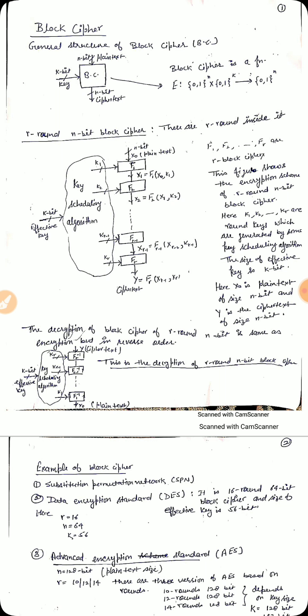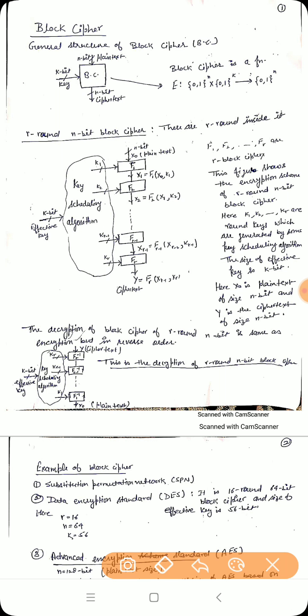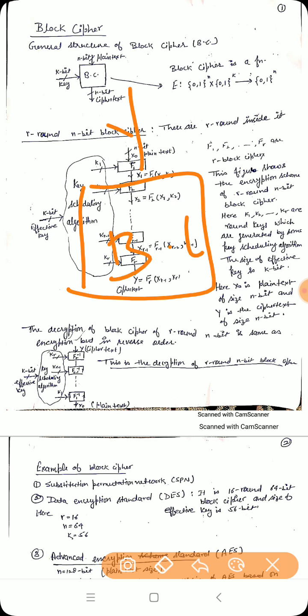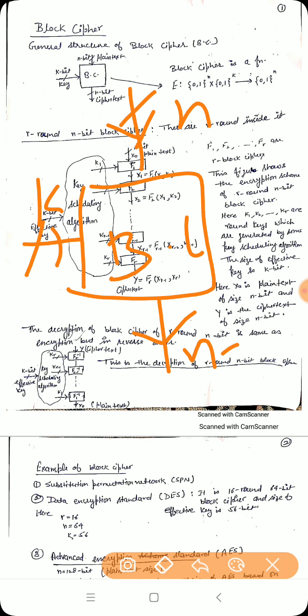The general structure of the block cipher is given in this figure. This is the general structure. In this, we have a black box, which is the block cipher. It takes n-bit input of plaintext and a k-bit key, and the output is n-bit ciphertext.